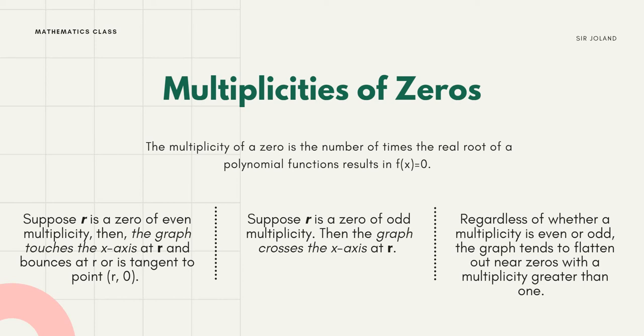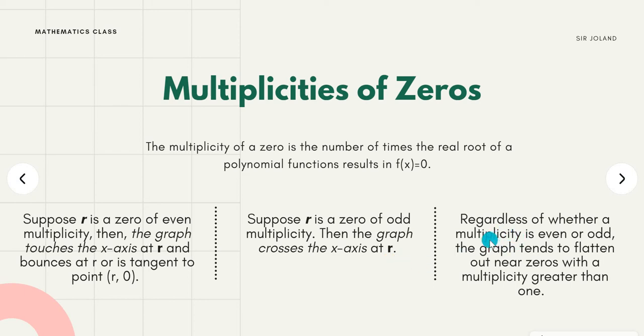So, ano mangyayari? The graph touches the x-axis at R, dun sa root niya, sa zero niya, sa intercept niya, and then bounces back at R, or it's tangent. So, mamaya malalaman nyo paano ba yung pag-tangent or pag-bounce niyan. Okay? And then, kapag naman ang zeros natin ay odd multiplicity, ibig sabihin, 3 times na ulit yung ating zeros, or pwedeng 5 times na ulit, or 7 times. Ang mangyayari naman, then the graph crosses the x-axis at R, or doon sa intercept niya, or doon sa root niya. Doon siya dadaan. Okay? Or doon sa x-intercept.